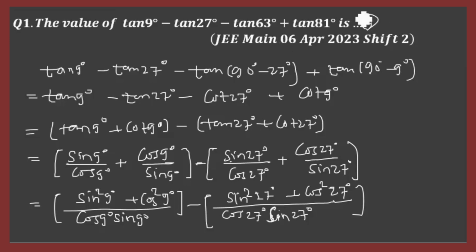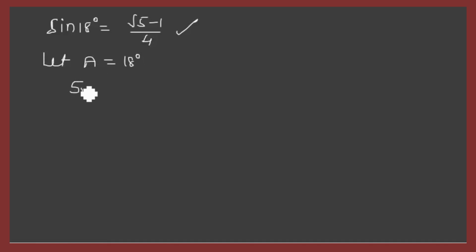Now I am going to explain how we get sin 18 degree, that derivation. That will help you to build your concepts. So sin 18 degree, we just use the result root 5 minus 1 by 4. Now to find this value, let a equal to 18 degree. I multiply this by 5, so 5a equals 90 degree.